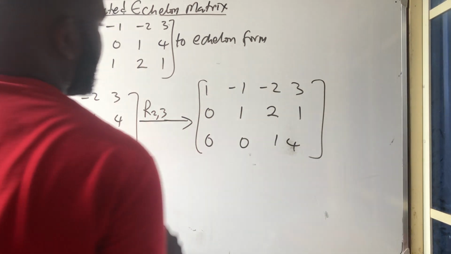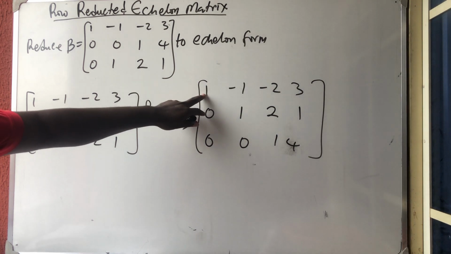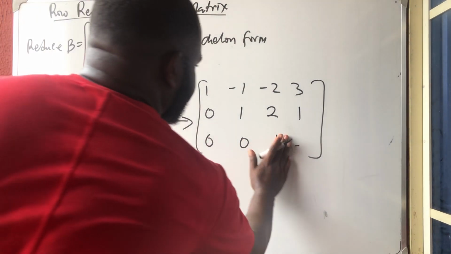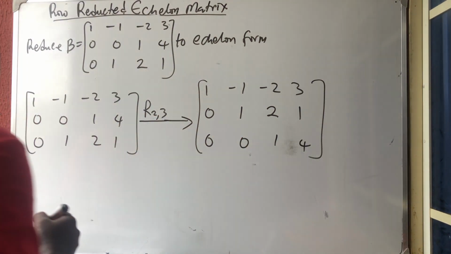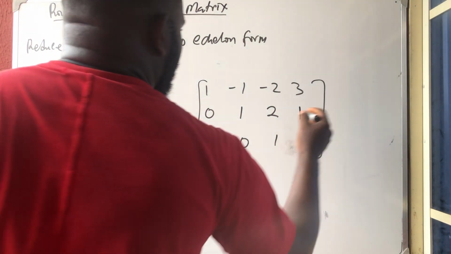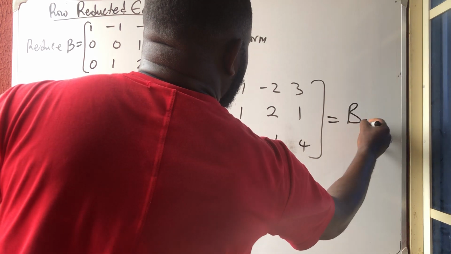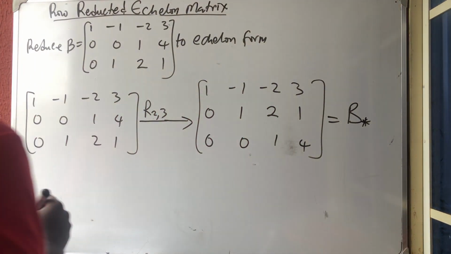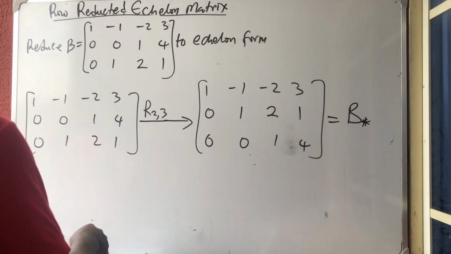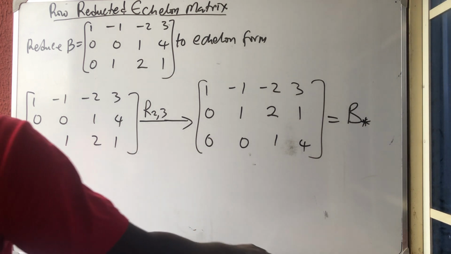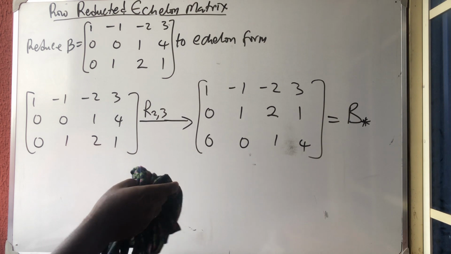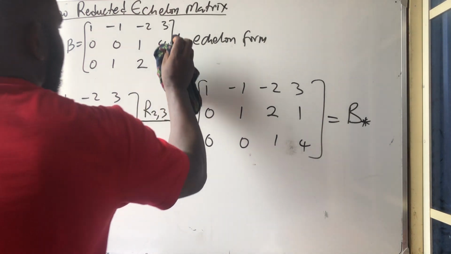Okay, now we have gotten that this is correct. 1 is here, 0 everywhere. 1 is here, 1 is here, 0 everywhere. 1 is here. So this one is even very, very simple, and we call the echelon form B star. So that is that. So it is not always as easy as you think. So let us do the next one.